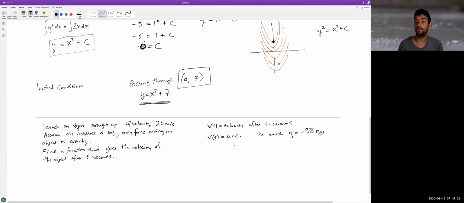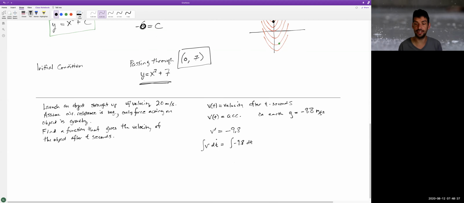So what that means is v prime, I'm going to drop the of t for now just to make this easier to write down. Since gravity is the only thing acting on this, the only acceleration it has is this negative 9.8. I'm going to drop the units as well while we do our computations. Well, v is a function of t. Negative 9.8 is a constant. I'm going to integrate both sides with respect to t.